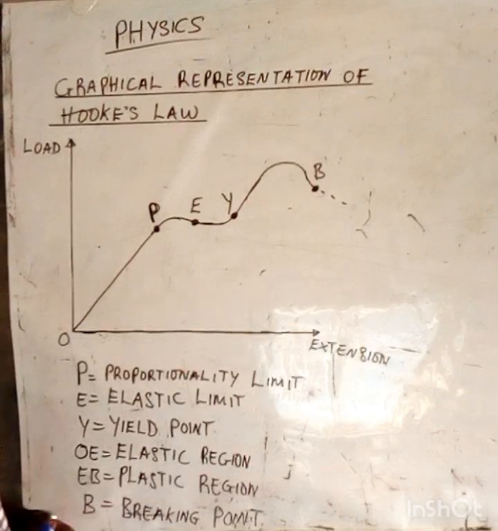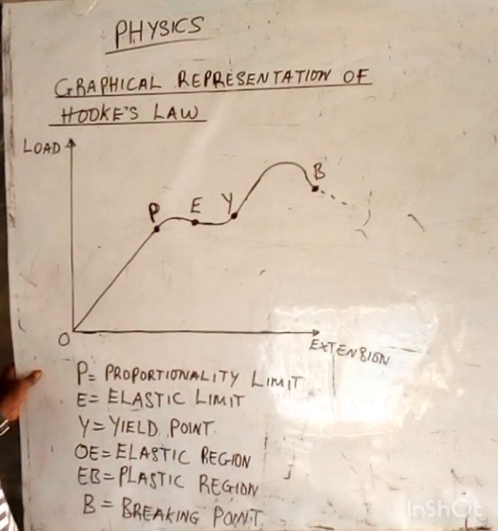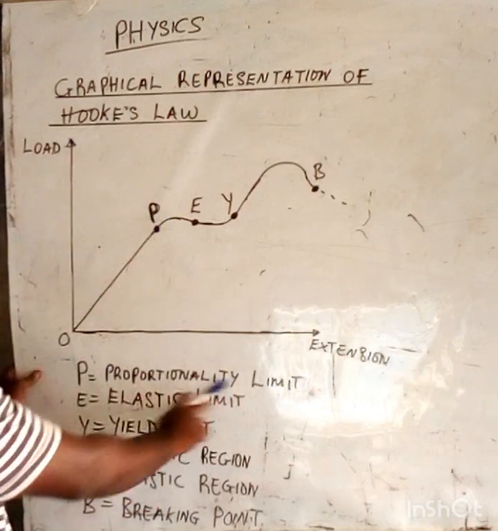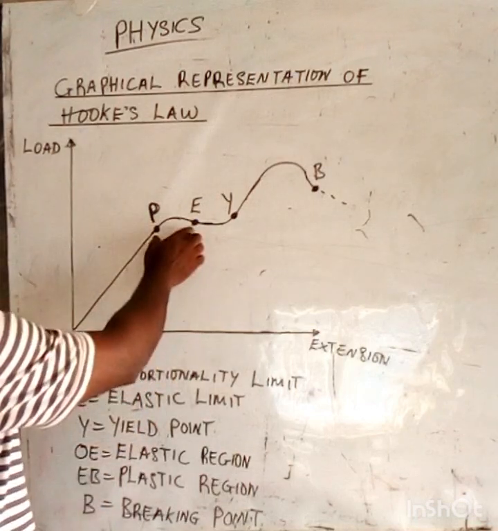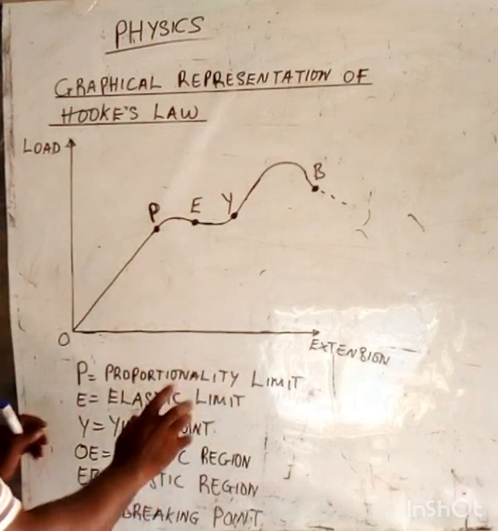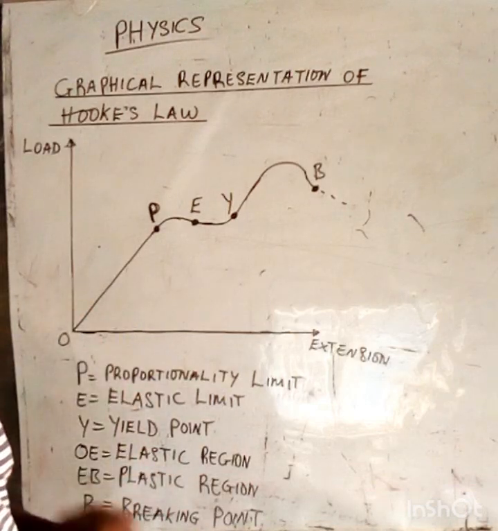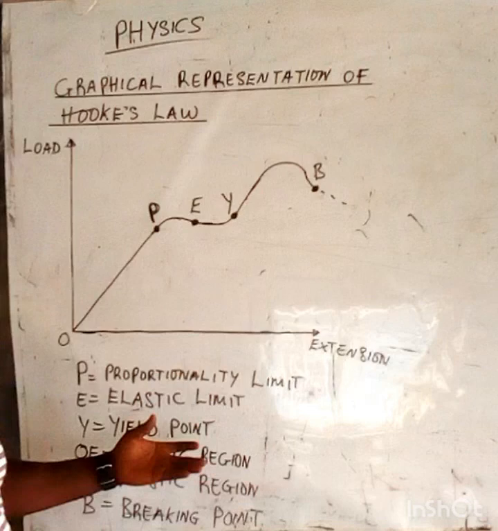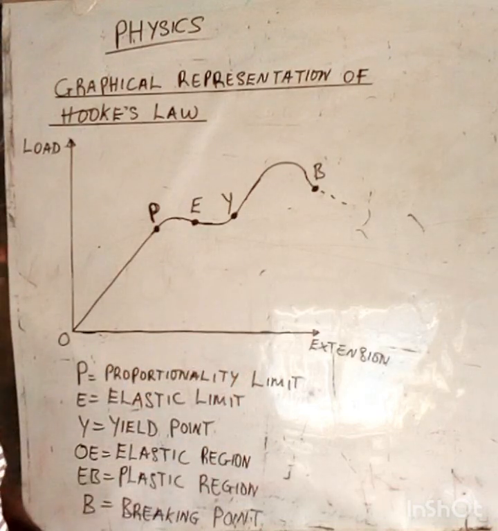In this particular graph, we have many variables to show the extension of an elastic material. Here is P, we call it the proportionality limit, and this is the elastic limit. The elastic limit is the region whereby the elastic material, if force or load is applied, experiences an extension. Then if the force is removed, it will still come back to its normal shape or size.